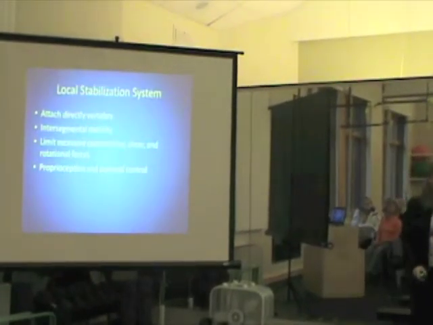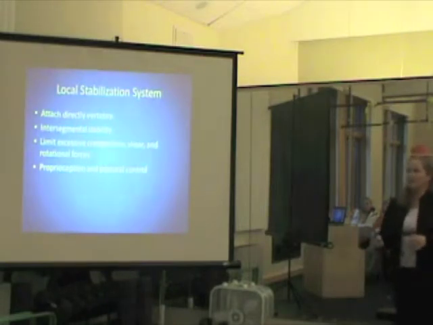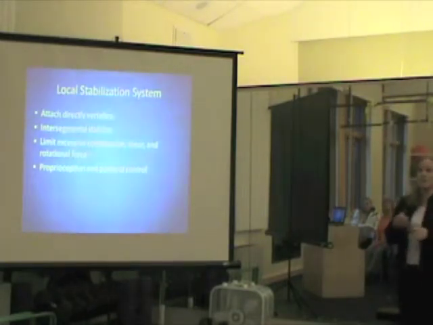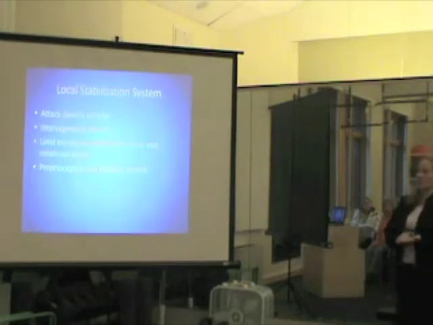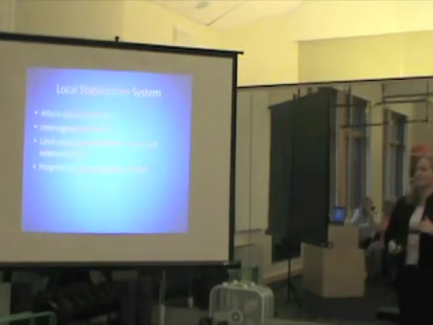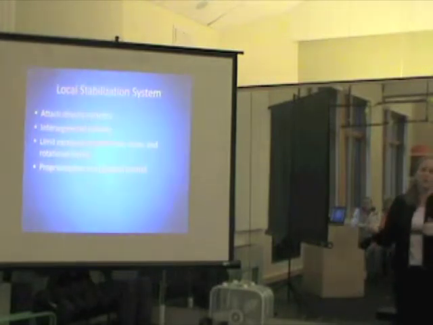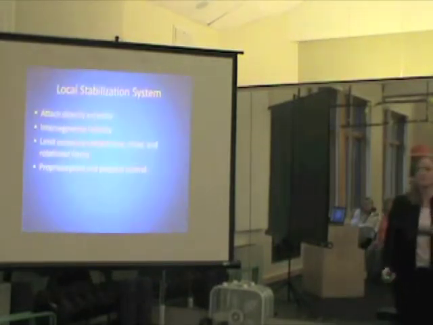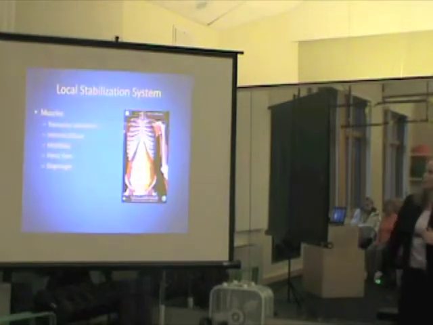Local stabilization system is going to be any of those muscles that attach between spinal segments. They provide stability to the intersegmental parts of the spine, and they're going to prevent excessive compression of your spine. They're going to prevent shear, so the spine moving on itself, and rotation of the spine. They're also full of muscle spindle fibers and other things that are going to help with the neural control system to provide proprioception and postural control.